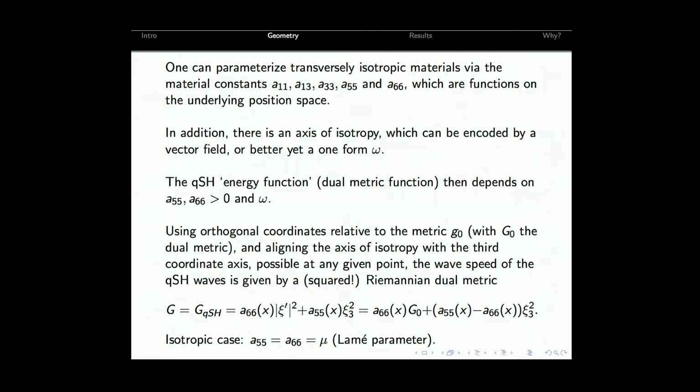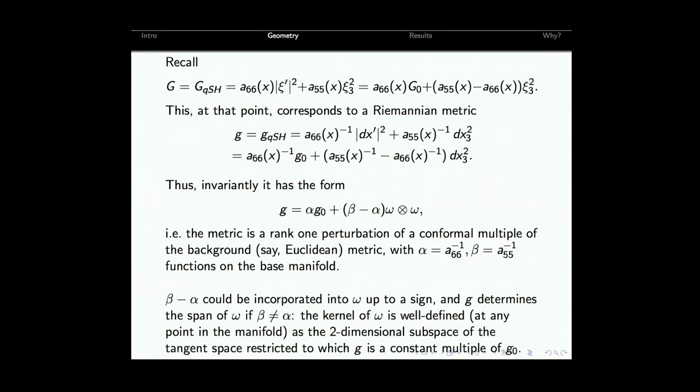This would correspond to the principal symbol of this differential operator, giving us the linearized elasticity. And the isotropic case is when these two parameters, A55 and A66, are the same. I mean, they can still vary with x, but they agree with each other. And so in this case, this is just a multiple of G0, the Euclidean metric. So this is a special case in which the metric is conformal to the Euclidean metric. Okay, so that's isotropic elasticity. In general, in transversally isotropic elasticity, it's not a multiple of the Euclidean metric, but just another metric.